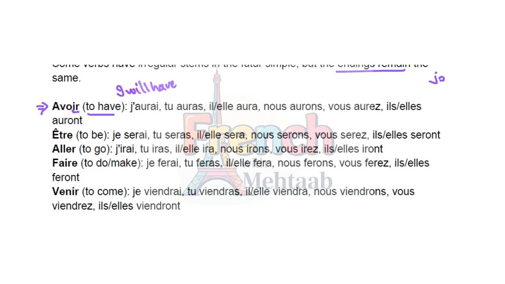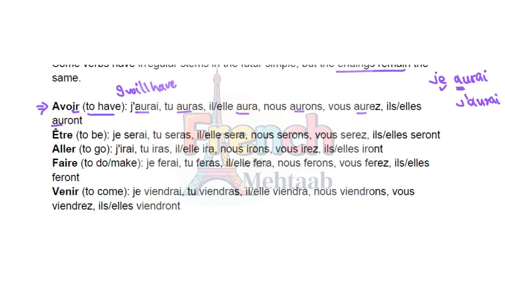How did it become that? Ideally it was like this: je, and AUR is the stem for the verb avoir. Then we would add the ending. It was like this. So this was a vowel, so we are dropping this E and keeping it like this. J'aurai. Okay, j'aurai is I will have. Similarly, we are keeping the same stem, AUR, for all of the subjects, and the endings are the same.